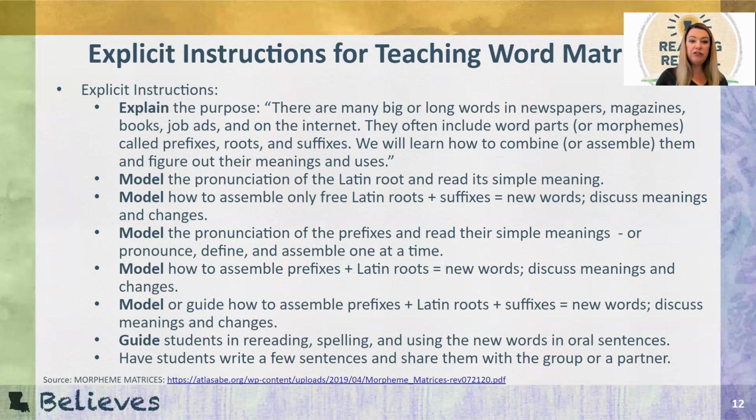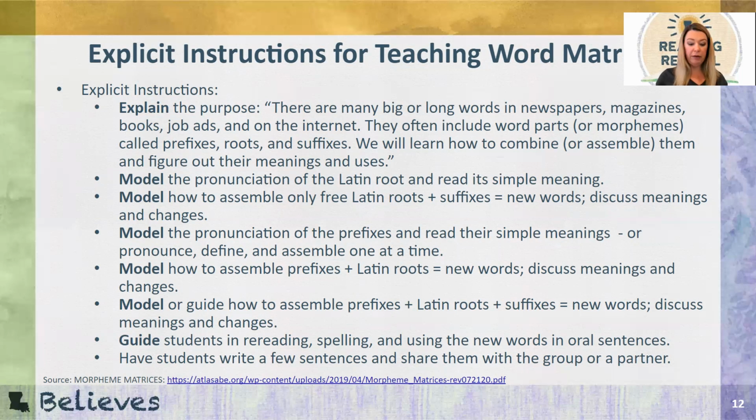So the first thing I'm going to do is, in just a second, I'm going to flip to the next slide. I'm going to model the pronunciation of the Latin root and its simple meaning. You'll see in a second, they have very simple meanings. You're going to model how to assemble the Latin roots and the suffixes first. The suffixes are basically usually just the tense, or if it's a plural or not. So they're very easy to anchor to a base, and it's easier to start that way.